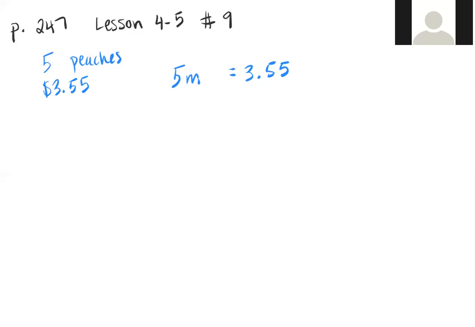Now, to get m by itself, right now we've got multiplication going on. The opposite of multiplication is division. So we're going to divide both sides by 5 to cancel out that coefficient, so we get the variable m by itself. So now I need to do $3.55 divided by 5. Before I start dividing, go ahead, bring that decimal up so I don't forget about it.